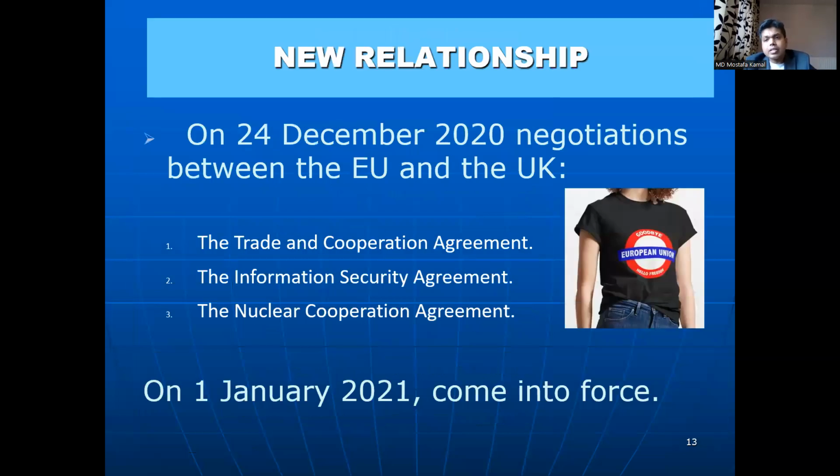So in the next slide, we can see the new relationship. On 24 December 2020, negotiations between the EU and the UK produced three important agreements, which are the trade and cooperation agreement, the information security agreement, and finally the nuclear cooperation agreement. These three agreements came into force on 1st January 2021.